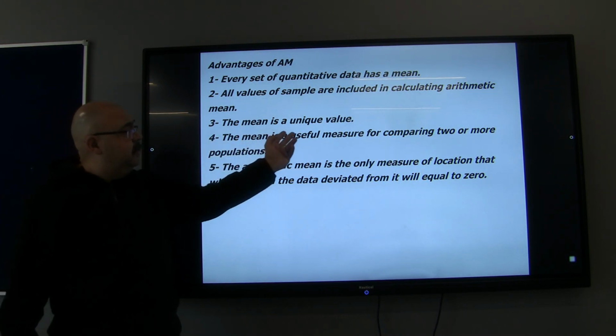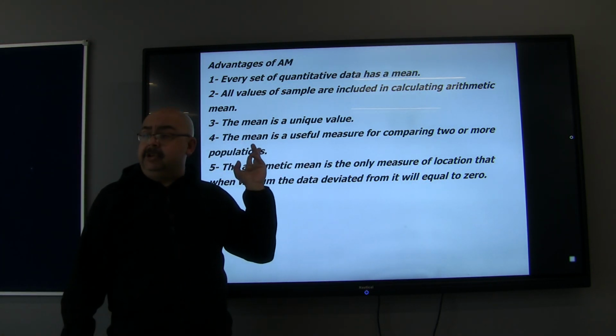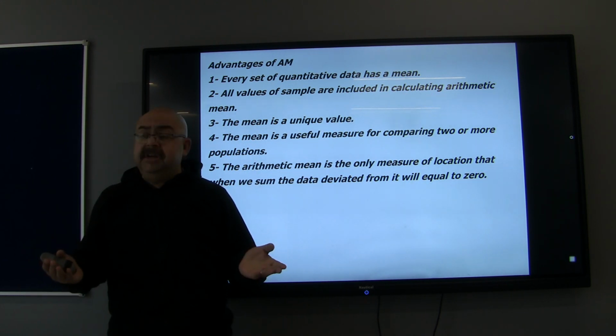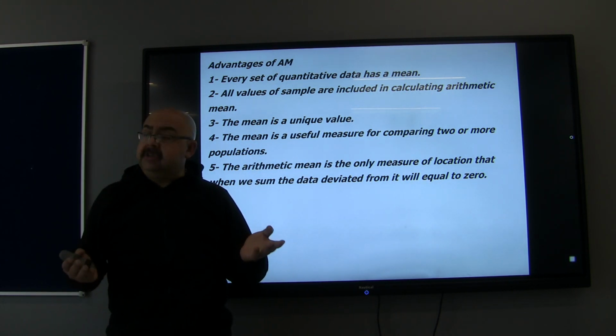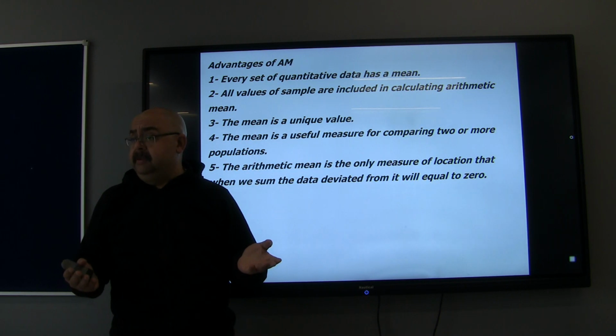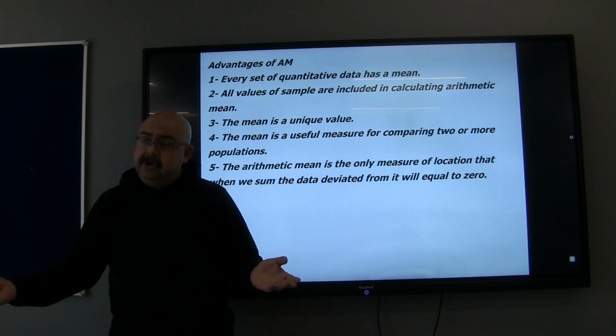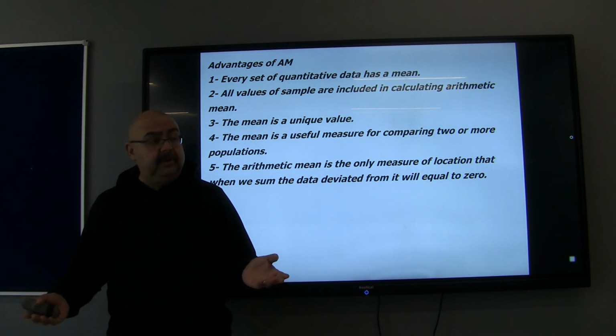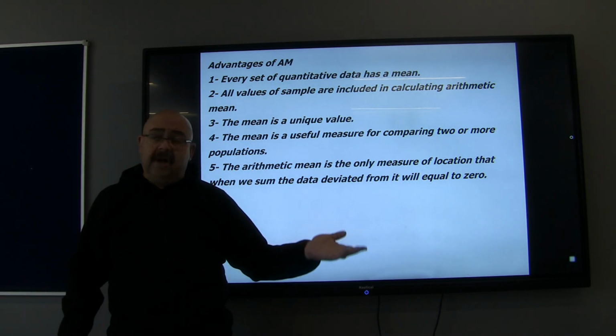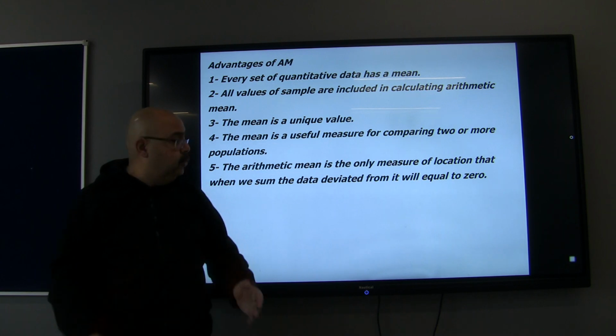Number four, the mean is a useful measure for comparing two or more populations. If you want to compare the concrete reinforcement in two countries, we can do that simply by getting the mean or the average for the first country and the other for the second one and comparing them together.